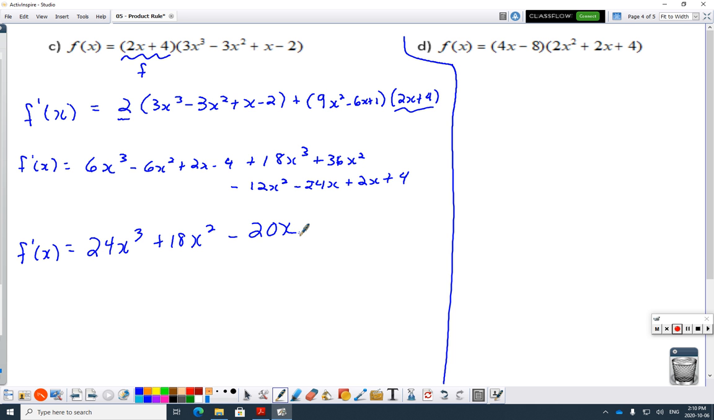So let me check all those. 24x cubed, yeah, I like it. 30x squared, 18x squared, I like it. 2x minus 22, plus 2 is minus 20x. Yeah, I think it's pretty good. Anybody else feeling pretty good about that?